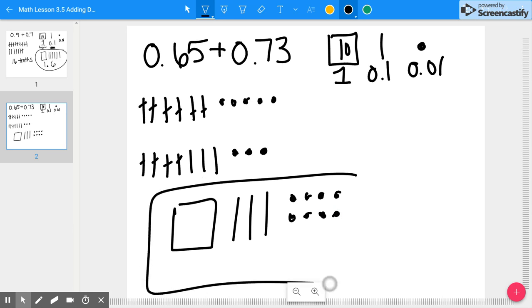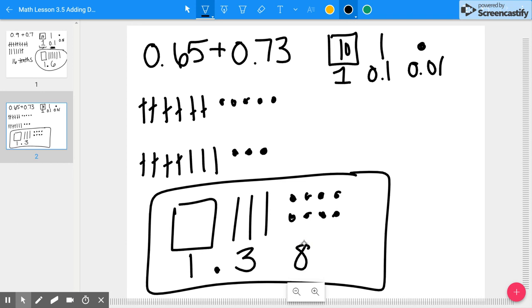So when I write my final answer, because this is my final picture, this is representing one whole. Everything else afterwards is after the decimal point. So I put my decimal point. I have 3 longs, so that means 3/10. And I have 8 hundredths, so that is 8 hundredths. So my final answer is 1 and 38 hundredths.